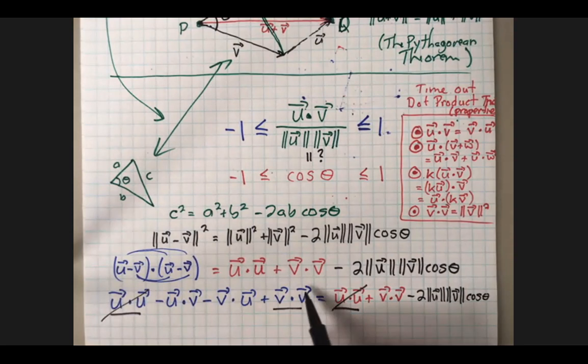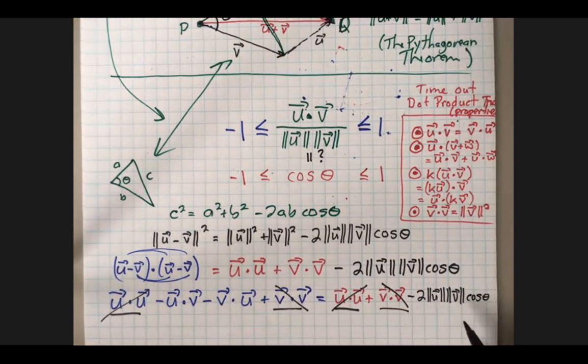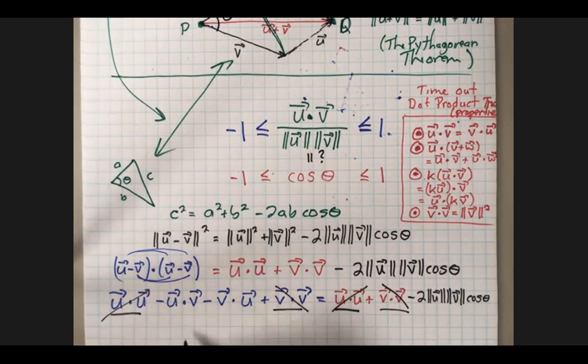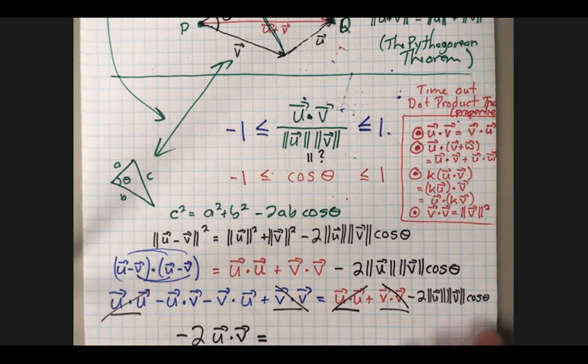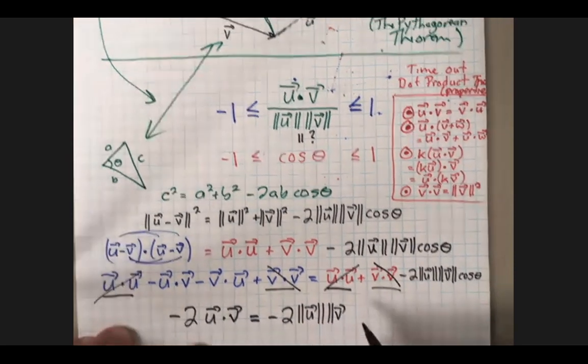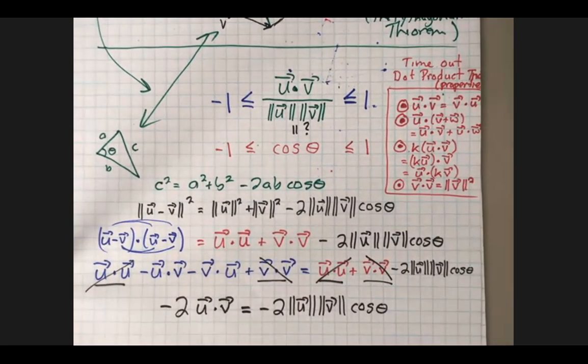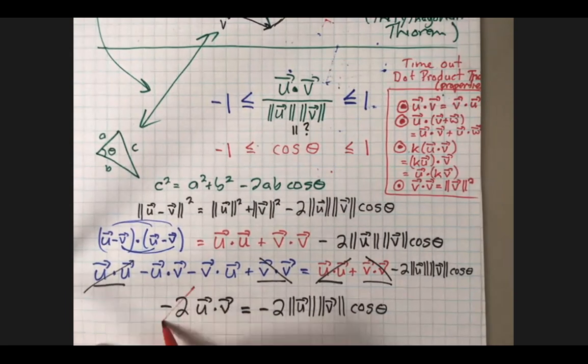I have V dot V on both sides, cancel. And here I have minus U dot V minus V dot U, but you know that U dot V and V dot U are the same. So this is minus two U dot V. But over here I have minus two mag U mag V, excuse me, when I move the paper up, cosine theta. Well, this is getting much simpler, right? Of course, the next thing I'm going to do is cancel the twos and the negatives, right?